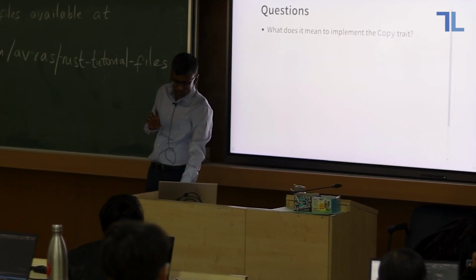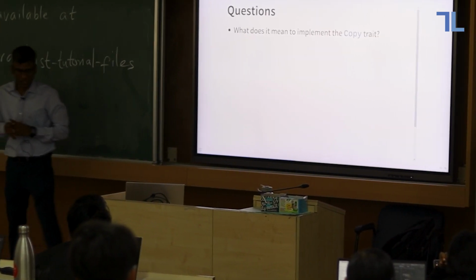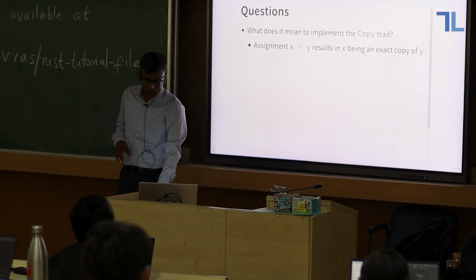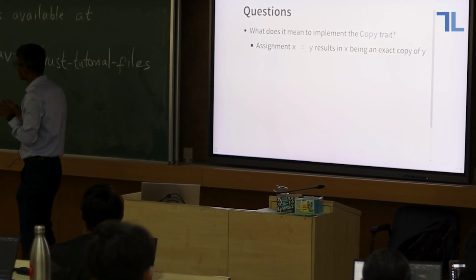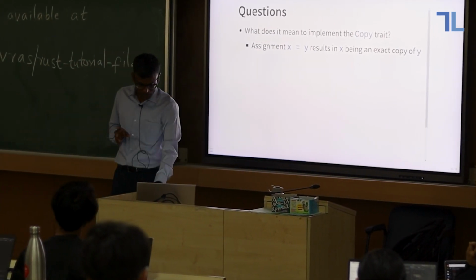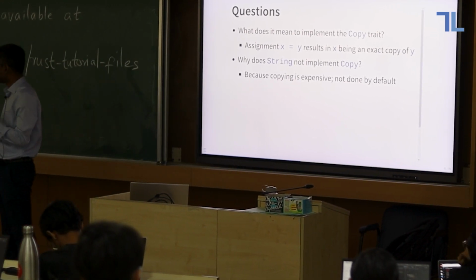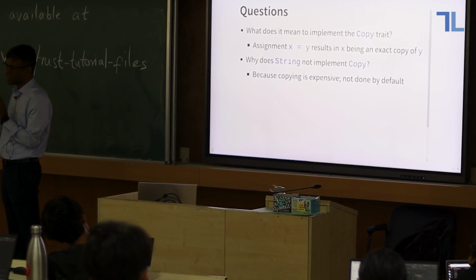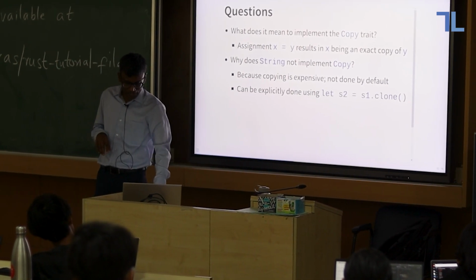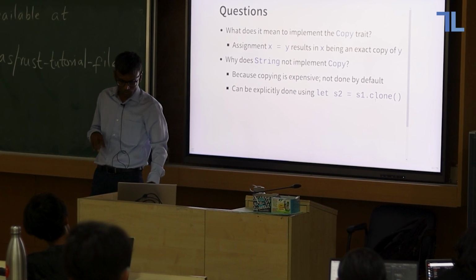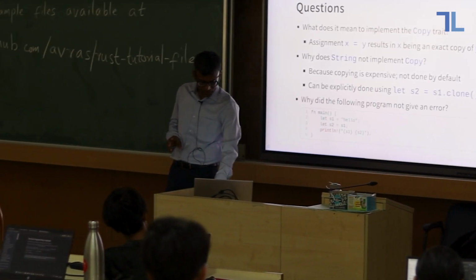First, what does it mean to implement the Copy trait? The complaint was that String does not implement the Copy trait. Copy trait means that it's a deep copy. So if something implements the Copy trait, then x equals y will be an exact copy of y. I'll show why String does not implement this. String does not implement Copy because it's expensive. If you have a long string, and every time the string is assigned you make a copy, it's expensive, so it's not done by default. But if you actually want to do it, the syntax is let S2 is equal to S1 dot clone. This is a deep copy. String assignment actually does something called a shallow copy. I have a picture in the next slide.